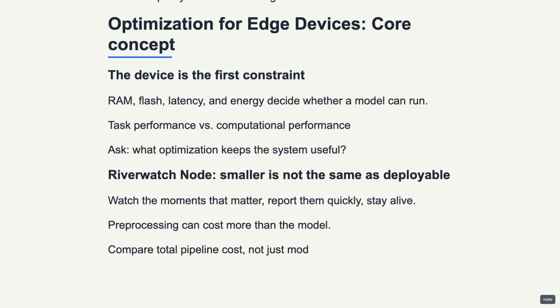The better comparison is the whole pipeline against the whole payoff. Sometimes that means simpler features or less data. Sometimes it means a classical model. Sometimes a small neural network or a hardware-accelerated operator is the best fit, but only if the device can actually exploit it.